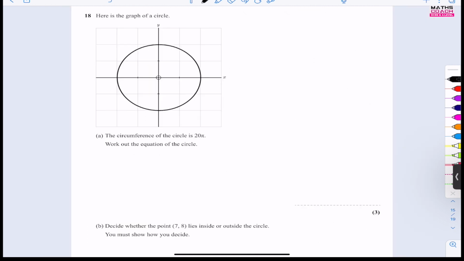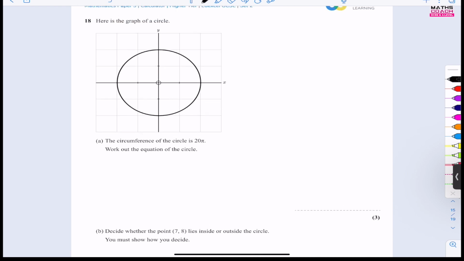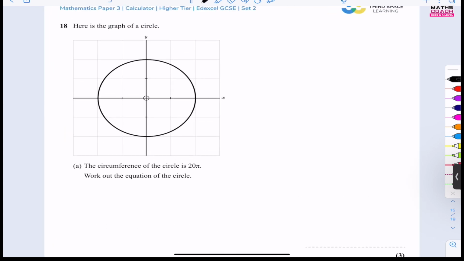Question number 18. Here is a graph of a circle. The circumference of the circle is 20 pi. Work out the equation of the circle. These are a total of 6 marks, so quite a big question. Let's work on the first part for now, to find the equation of the circle.